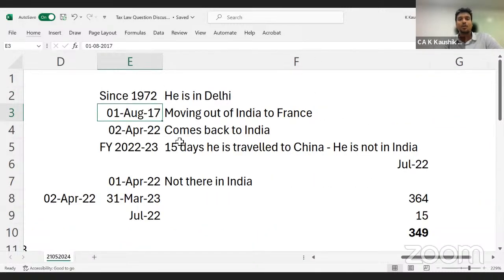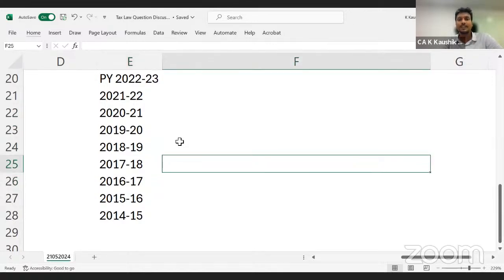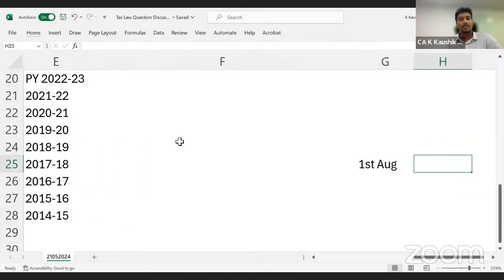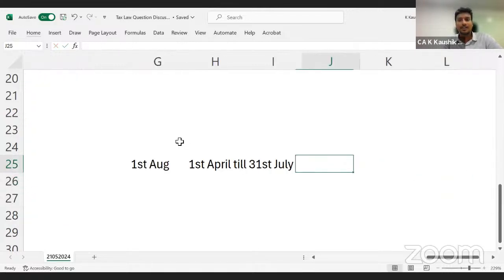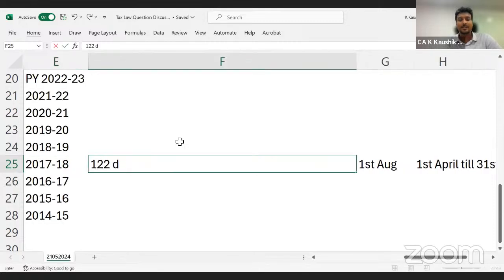1972 is in Delhi. On 1st August 2017 only he moved out of India. That means 1st August comes in 17-18. That means here in 17-18, on 1st August, he moved out. That means he is there in India from 1st April till 31st July. For how many days will he be there? April 30 days, May 31, June 30 plus July 31. So 122 days he has stayed in 17-18.